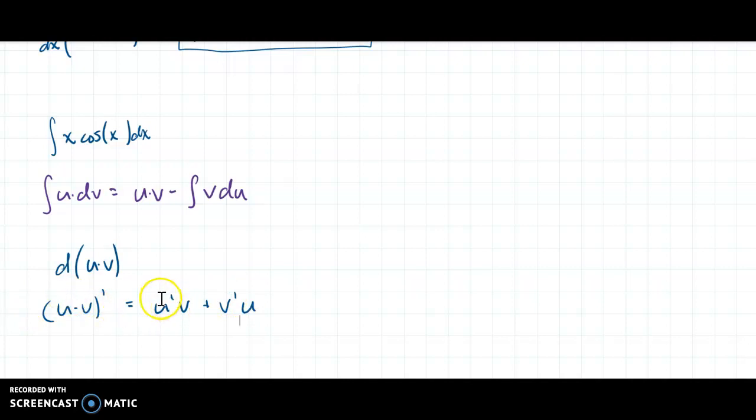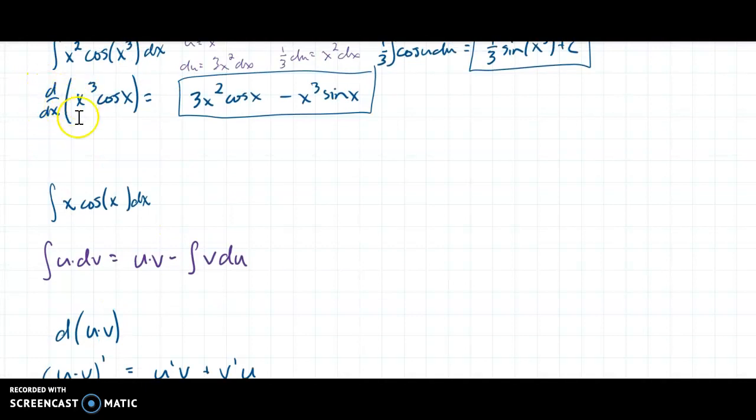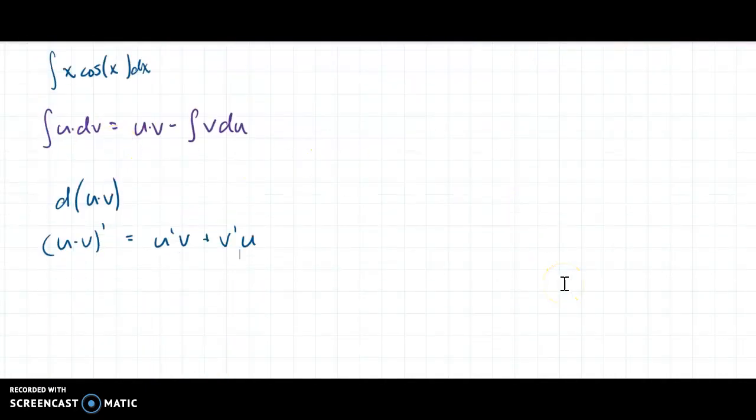Instead of using prime notation, though, I'm going to represent this derivative as d, just saying take the derivative. I'm not really defining what I'm deriving with respect to, just whatever variables we have there. So if I do that, I get the derivative of u times v plus the derivative of v times u. These two lines say the same thing, just with a bit different notation.